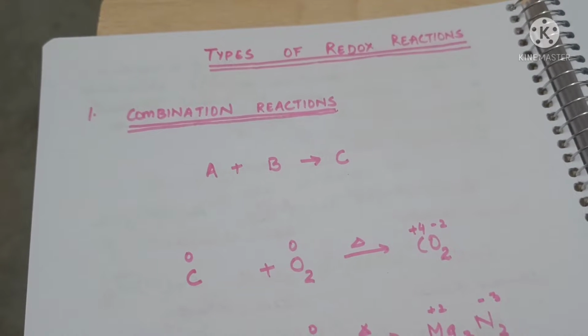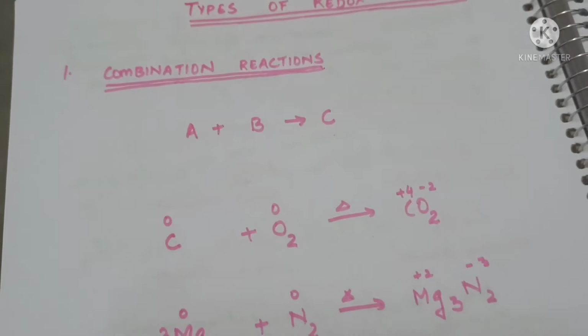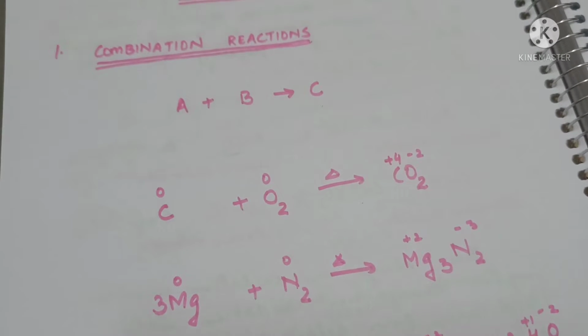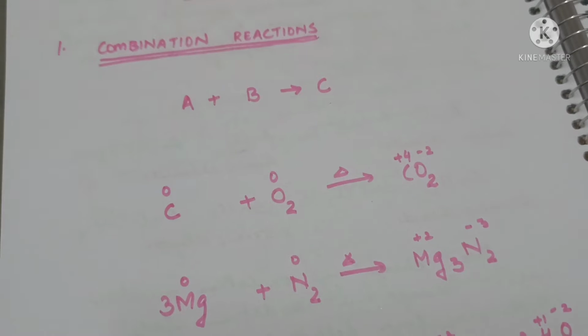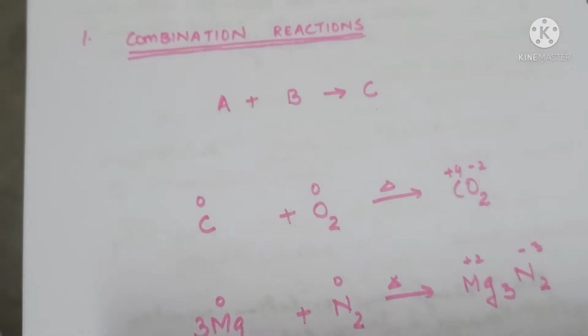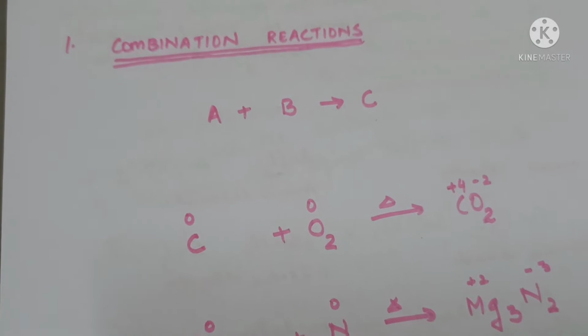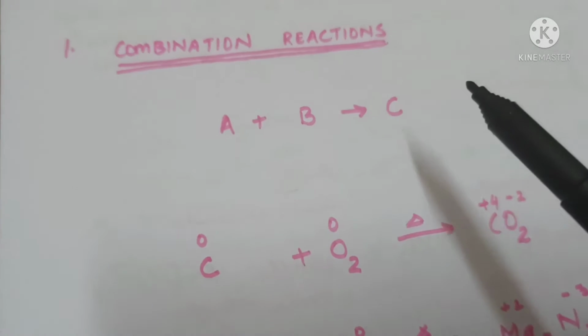Our topic for today is types of redox reactions. The different types of redox reactions that we'll be doing are combination reactions, decomposition reactions, displacement reactions, and disproportionation reactions. So, let us begin with combination reactions.